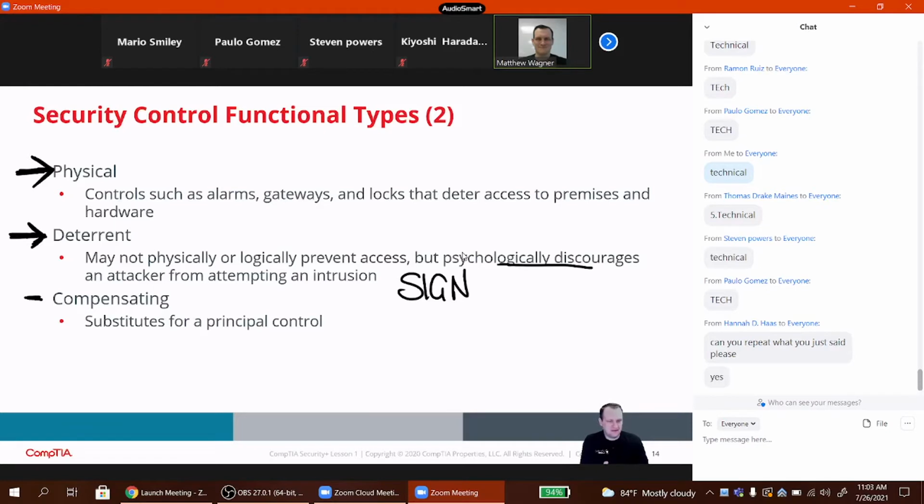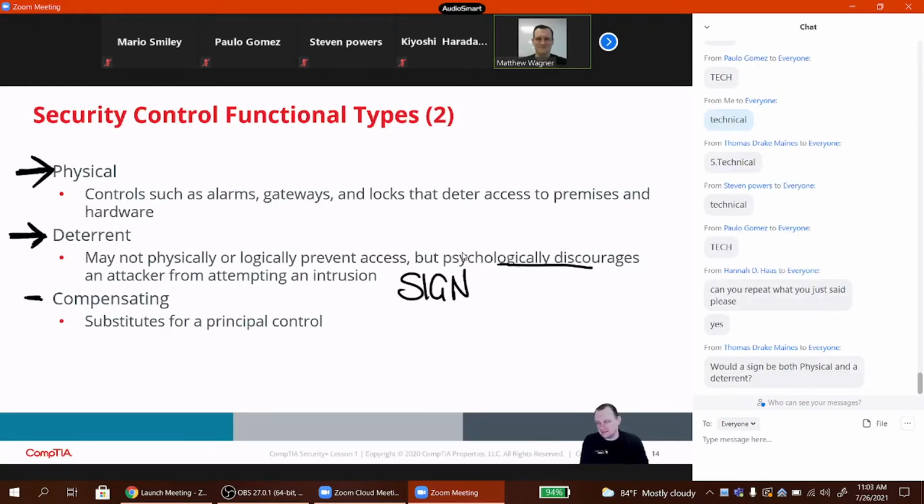I would agree completely, Thomas. Yes, a sign would be physical and a deterrent. A physical sign, mind you. If it's like a message of the day on a computer, like when you first log into a computer, a little thing pops up and it says, this workstation is for authorized personnel only, that would be a deterrent that's also logical. So you could have a sign in a computer, in a sense, that is not physical. But your conventional sign would definitely be physical.